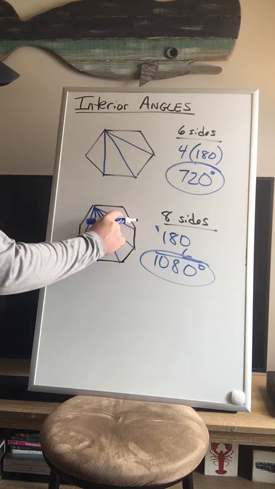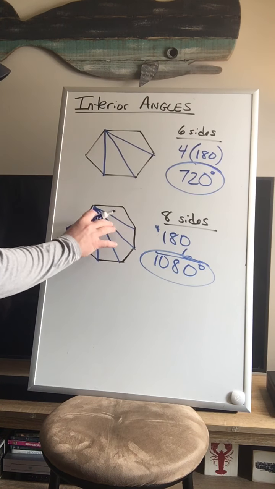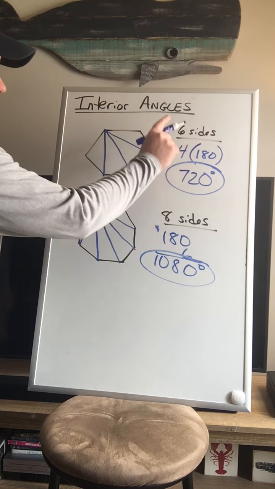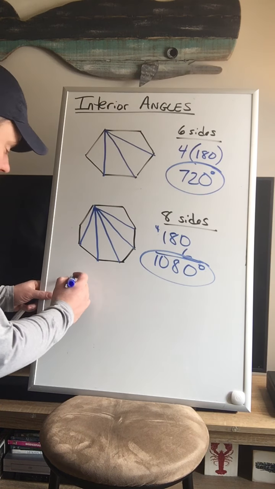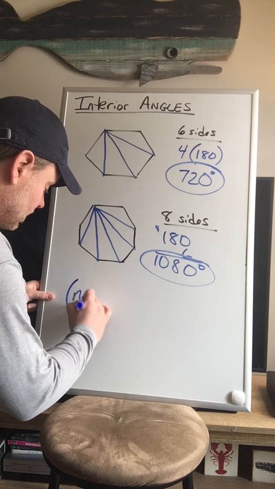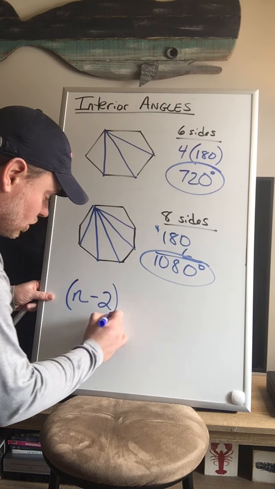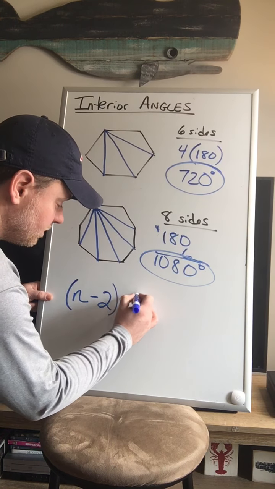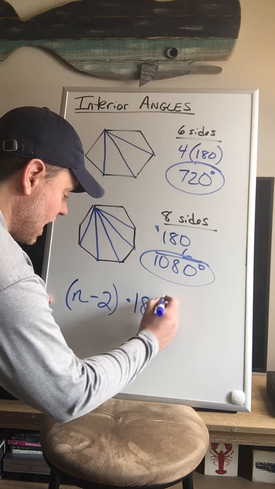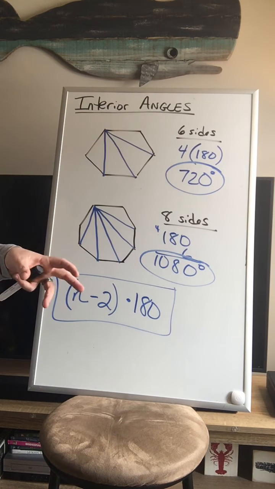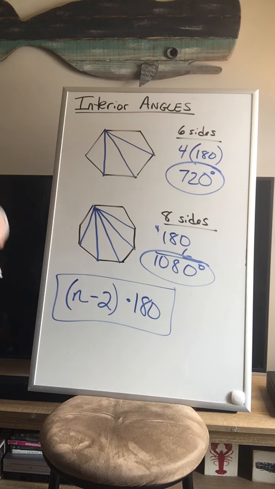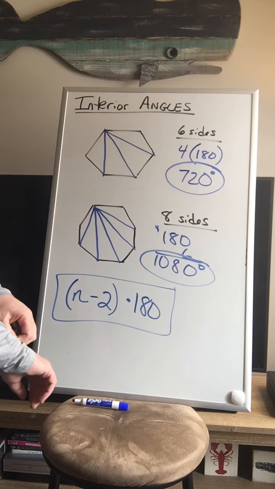Okay? So if you're trying to figure out how many degrees there are in a polygon, all you have to do is take the number of triangles that will fit in that polygon, which is going to be 2 less than the number of sides, and multiply by 180. So the formula we usually use is the number of sides minus 2, times 180. That tells you how many degrees are inside that polygon if you add up all the angles. Okay? So let's think of a couple more here.